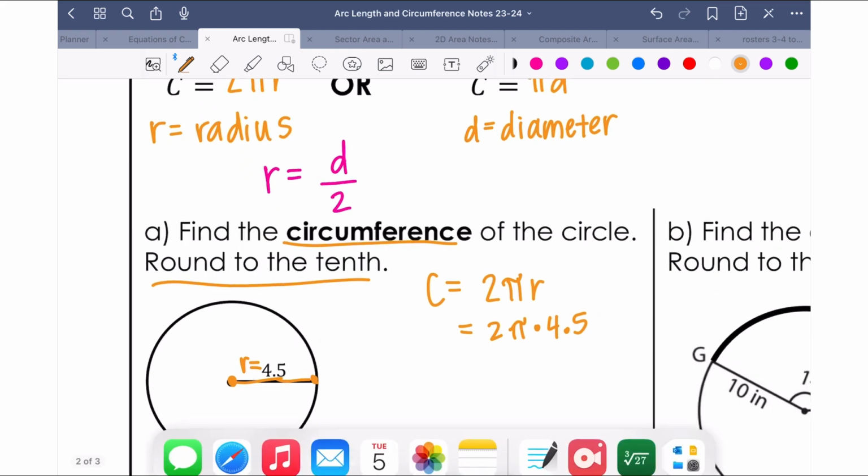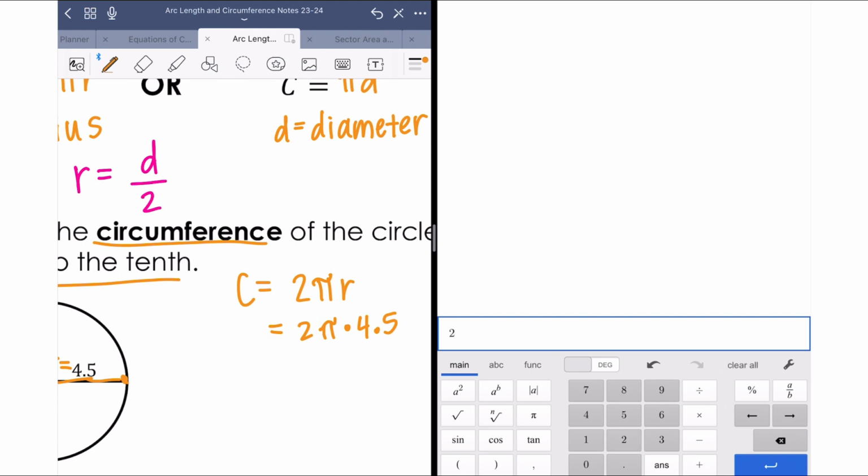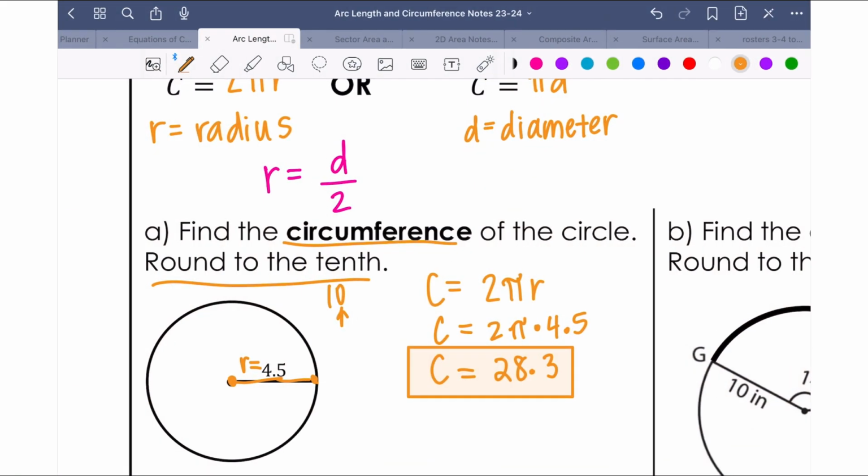So let's plug that into Desmos. 2 times pi times 4.5. All right, they want me to round to the 10th. So 10 is only 1 0, so one number after the decimal. So that's 28.27. So the 7 makes the 2 a 3. Okay, and that is it. That's all you have to do. Okay, let's do the next one.